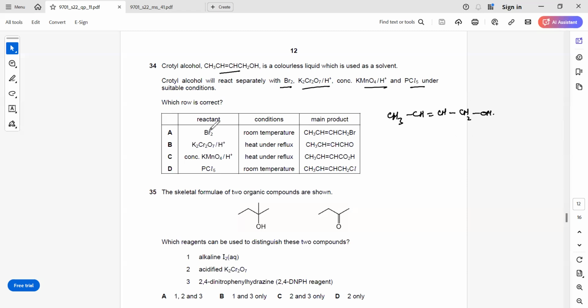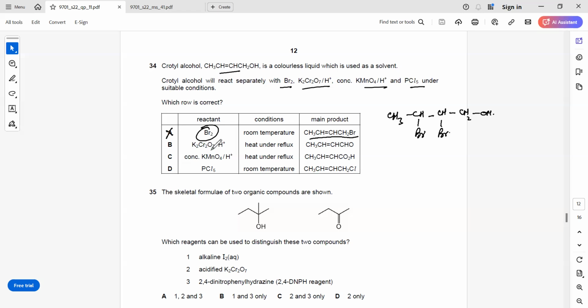So if we treat it with bromine, which type of reaction takes place at room conditions? That will give an addition reaction because of this double bond. And after addition, what do we get? We get Br here and Br here. So that is also used for identification of a double bond. So this product is not obtained in it. So that's why option A is incorrect.